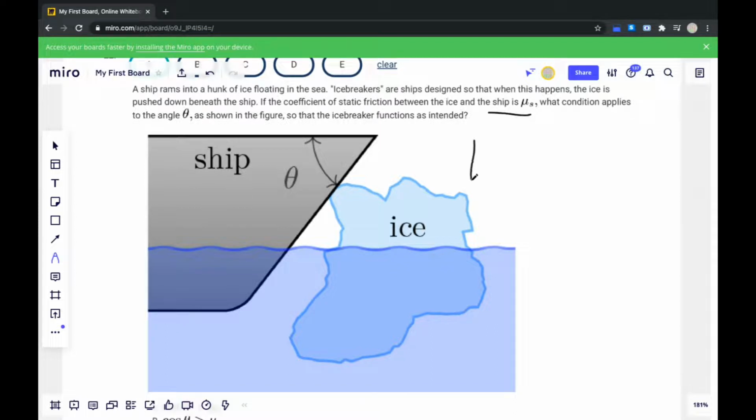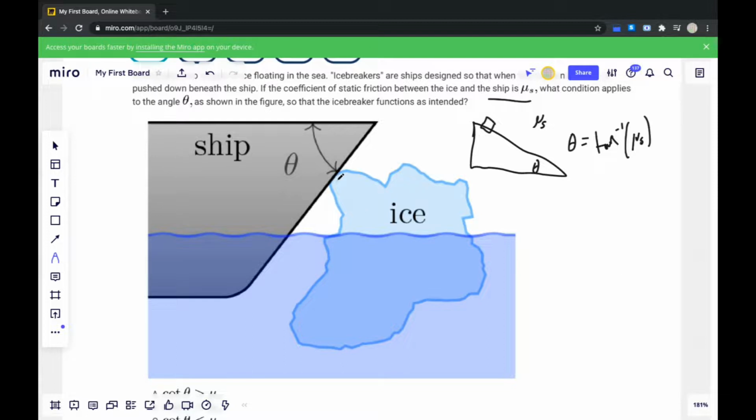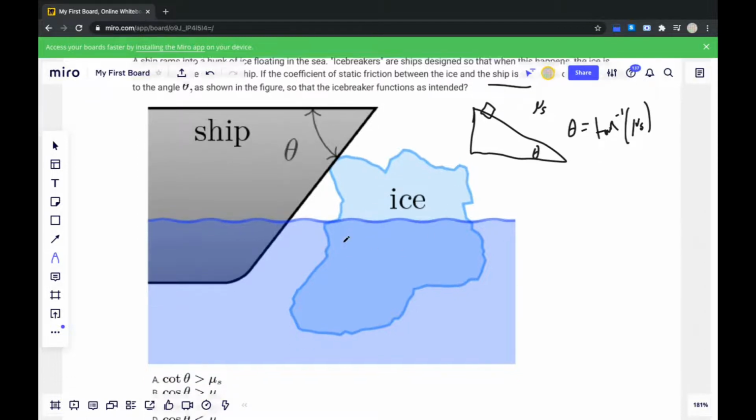And we can just use a simple formula that says that if we have a block on a ramp with coefficient of friction mu s and angle theta, the minimum value of theta needed to allow the block to slide down is theta equal to the arctan of mu. And the same exact principle applies here because we can imagine this ship as the block and this ice as the ramp, or vice versa.